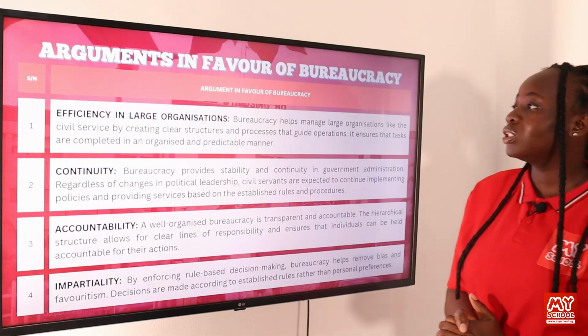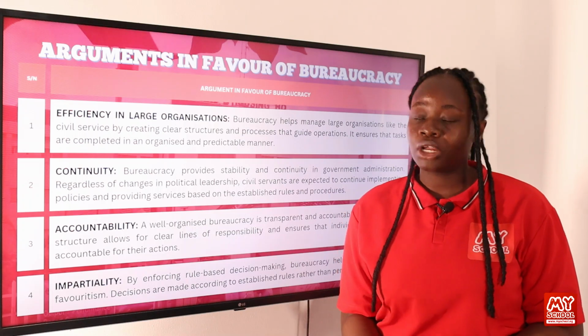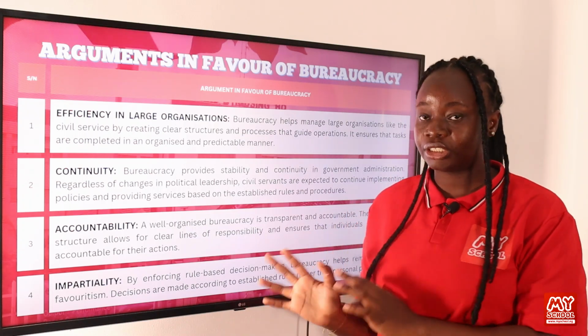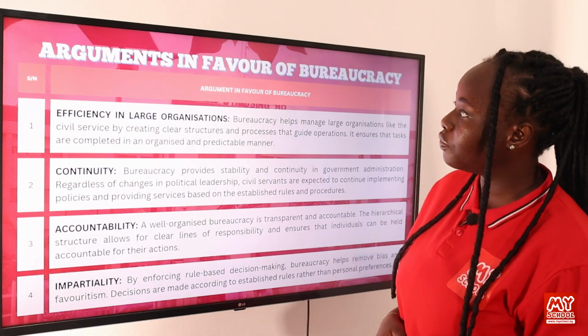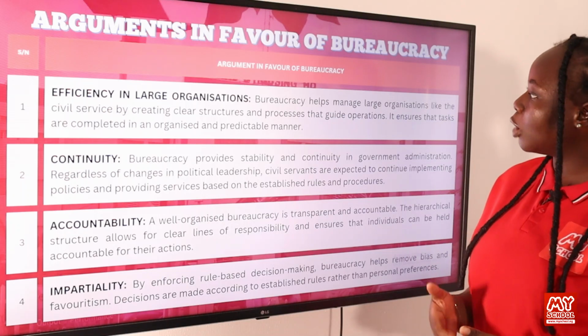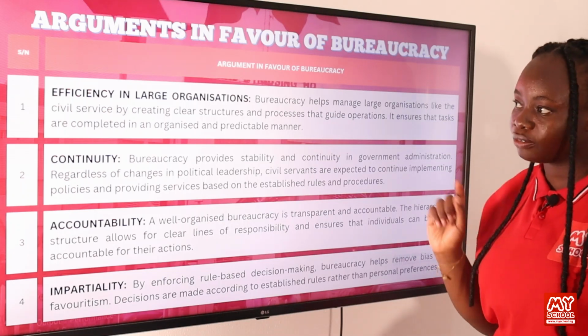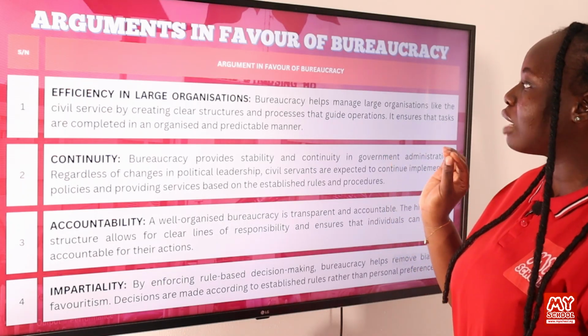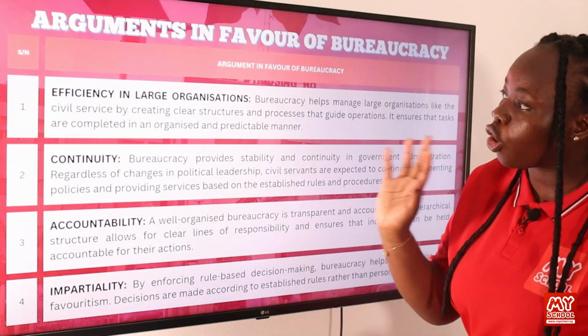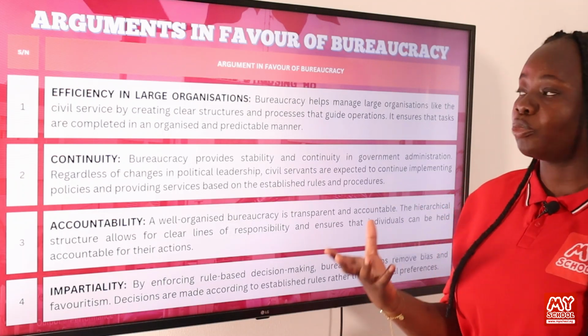All right, so we're going to discuss the arguments in favor of bureaucracy. Why do people feel the need to employ this system in the Nigerian civil service? One of the arguments in favor of bureaucracy is efficiency in large organizations. Bureaucracy helps manage large organizations like the civil service by creating clear structures and processes that guide operations. It ensures that tasks are completed in an organized and predictable manner.